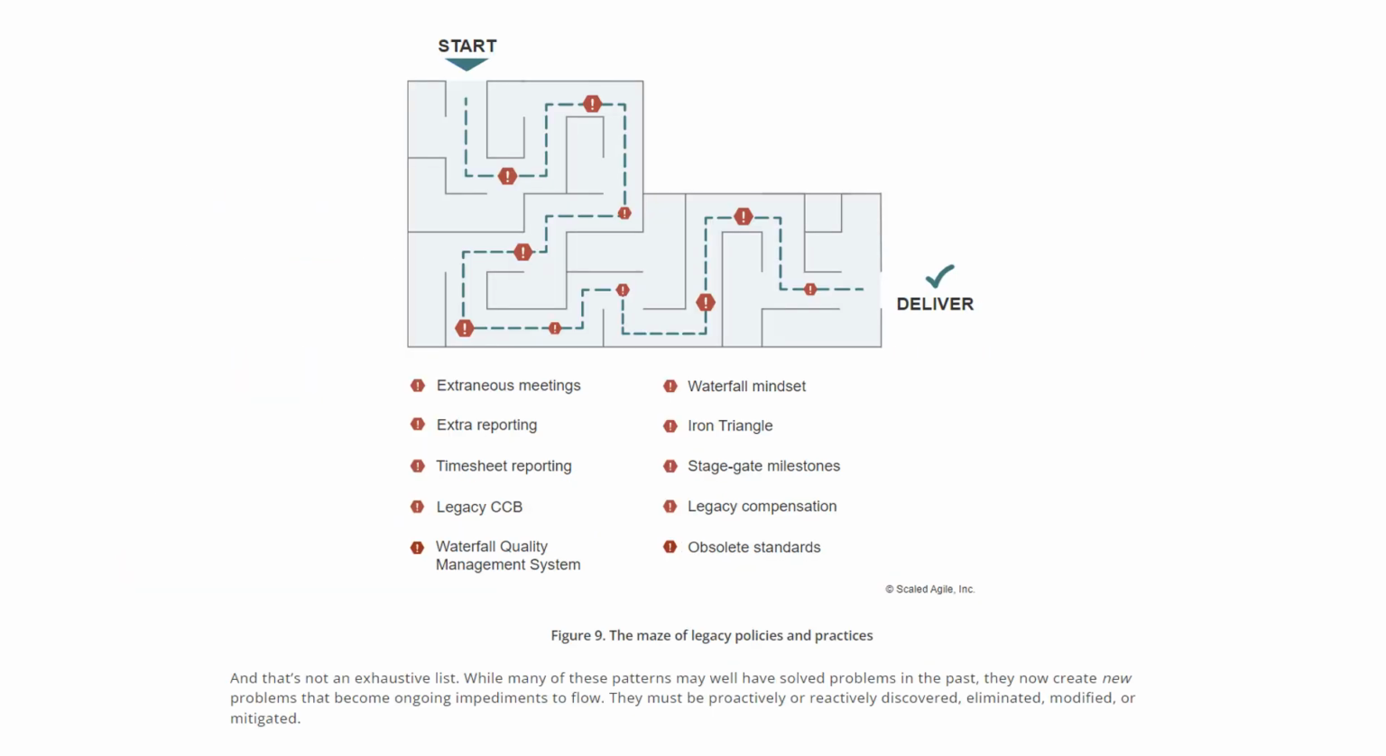This particular picture talks about the mass of legacy policies and practices. They have given some more examples here: extraneous meetings, extra reporting, timesheet reporting, legacy change control board, waterfall quality management system, waterfall mindset, iron triangle, stage gate milestones, legacy compensation, obsolete standards. This is not an exhaustive list, but while many of these patterns may well have solved problems in the past, they now create new problems that become ongoing impediments to the flow. So they must be proactively or reactively discovered, eliminated, modified, and mitigated.